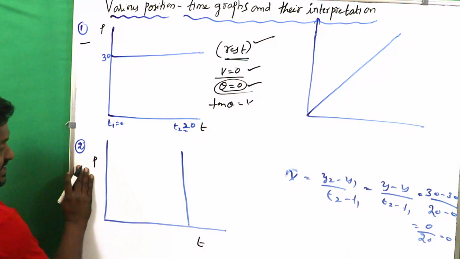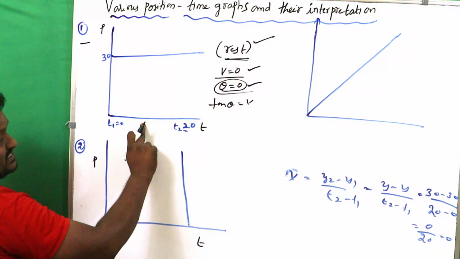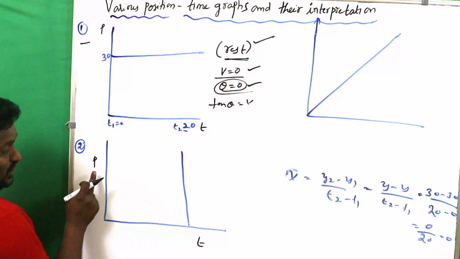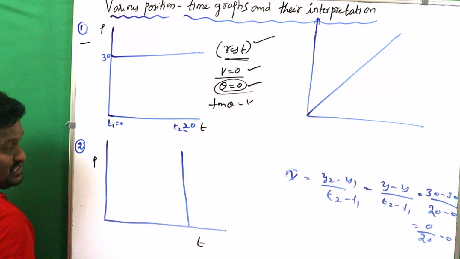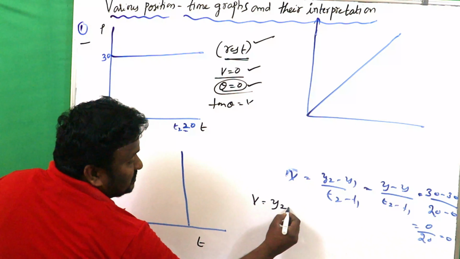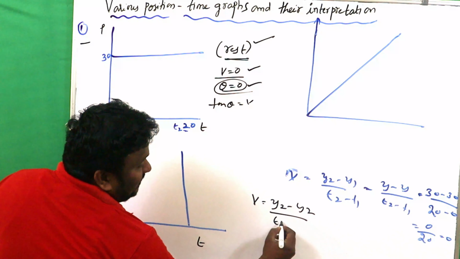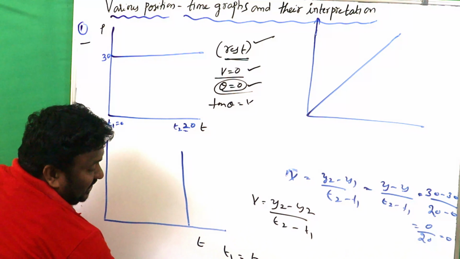And now the second graph. In the previous graph the line is parallel to the x-axis. Now this line is parallel to the y-axis. So it means that the position of the particle changes but the time is constant. So again we can take the same formula, v is equal to (y2 minus y1) by (t2 minus t1). Here t1 is equal to t and t2 is also t.